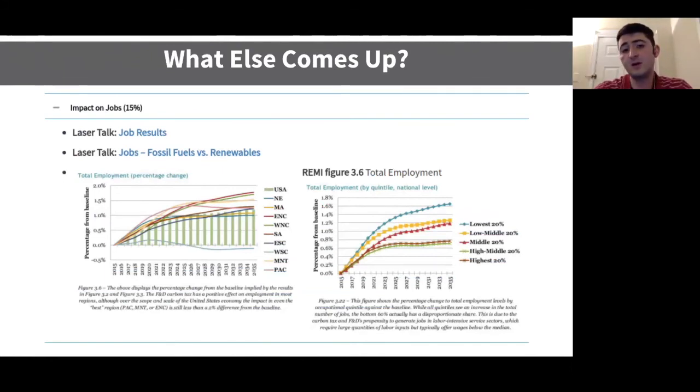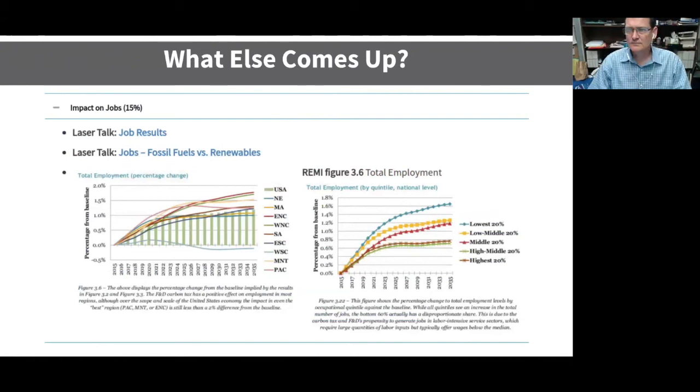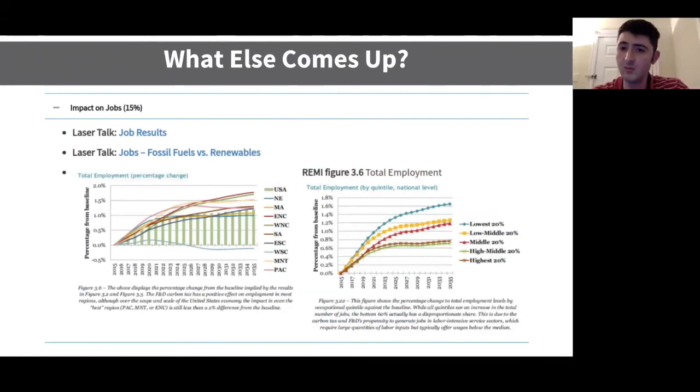And then you also have a couple of graphs here from the REMI report covering total employment by regions, and then a graph which is kind of buried in the REMI report, but it shows that lower income folks actually get the most jobs as a result of our policy. And we have this for all of these top topics that came up in at least 5% of meetings.